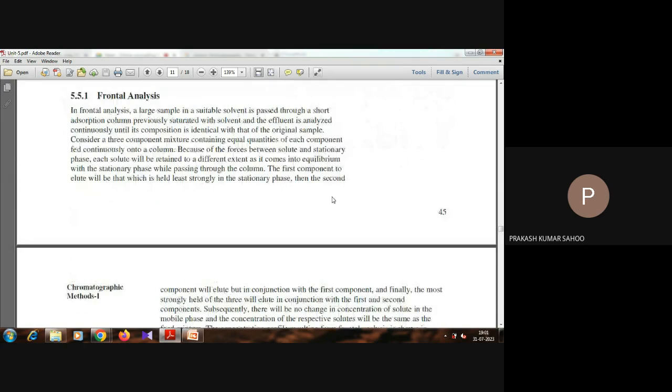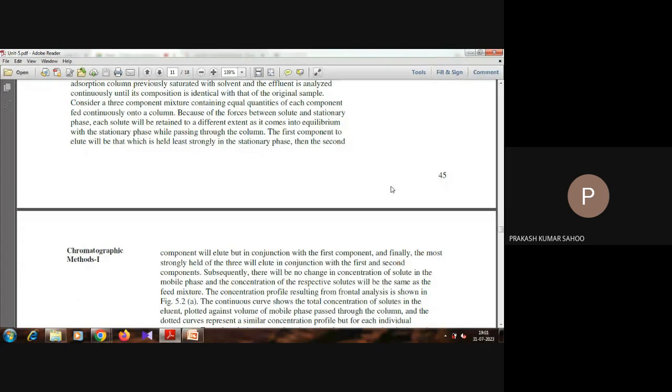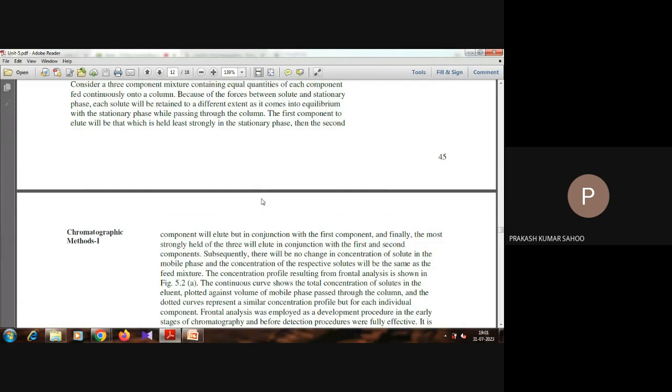In frontal analysis, we have a large sample, and this large sample in a suitable solvent is passed through a short adsorption column previously saturated with solvent, and the effluent is analyzed continuously until its composition is identical with that of the original sample. Let us consider a three component mixture containing equal quantities of each component fed continuously in a column. Because of the force between solute and stationary phase, each solute will be retained to a different extent as it comes into equilibrium with the stationary phase while passing through the column. The first component to elute will be that which is held least strongly in the stationary phase, then the second, followed by the third.